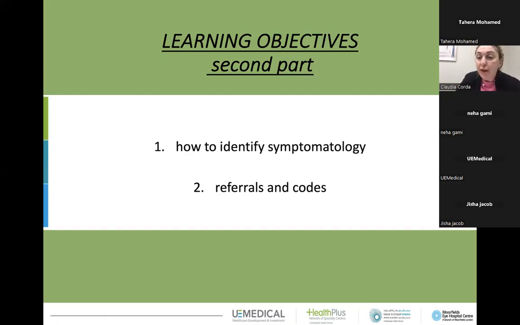Okay, so now the second part is how can we identify this symptomatology and how to do a proper referral, and which type of codes to use, especially for TICA patients.